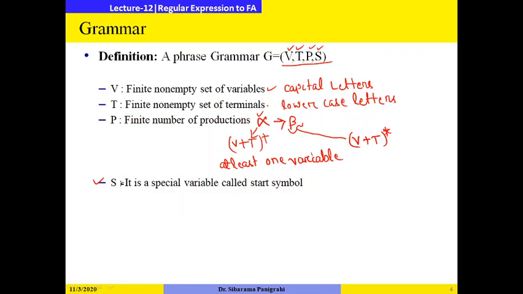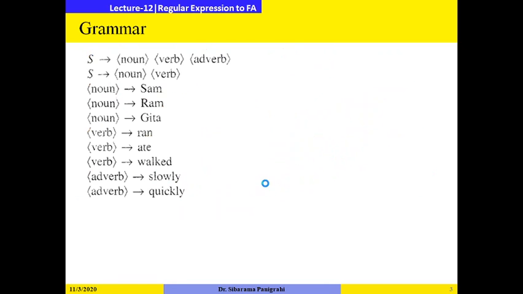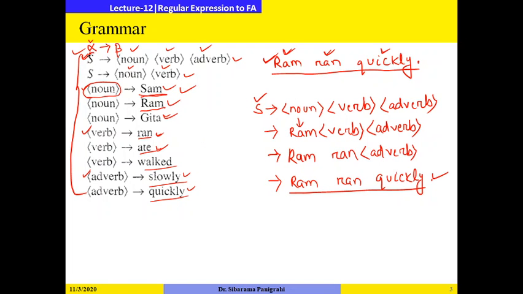So S, what is S? S is a special variable. Out of many variables V, S represents the special variable that is called the start variable or start symbol, meaning from that variable you have to start the production. In the previous example, here also we have taken S as the start symbol. While deriving the target string, I started from the start symbol and used the productions of the language to derive the target string. If I have successfully derived the target string from the start symbol S, then I will say that this string is accepted by this grammar.